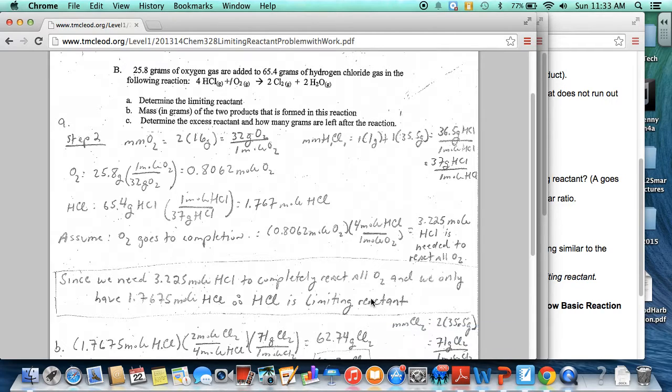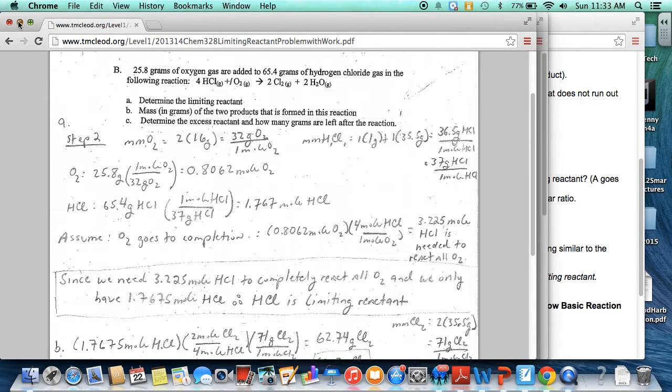So HCl is limiting. And I expect you to write this whole thing right here. In essence, what we're going to do is use the HCl reactant information in our stoichiometry. That's our starting point.